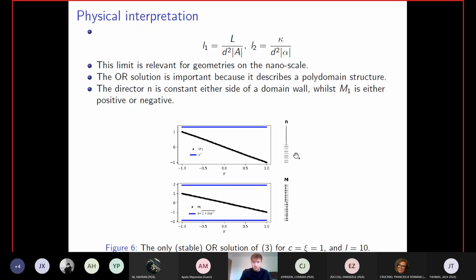And then either side, the director angle is constant, so it's 0 in the bottom domain, pointing in the x direction, and pi over 2 in the top part, so it's pointing in the y direction, and M is positive in the bottom and negative in the top. And then numerically, if we compute the minimizers for a large value of L, in this case L equals 10, we indeed only observe one unique and therefore stable solution, which is the OR solution, where Q11 and M1 both have the profile minus y.